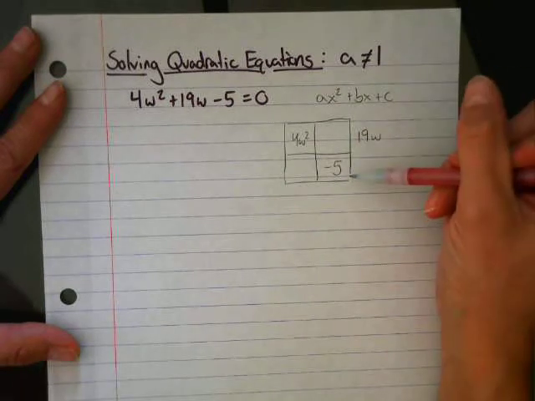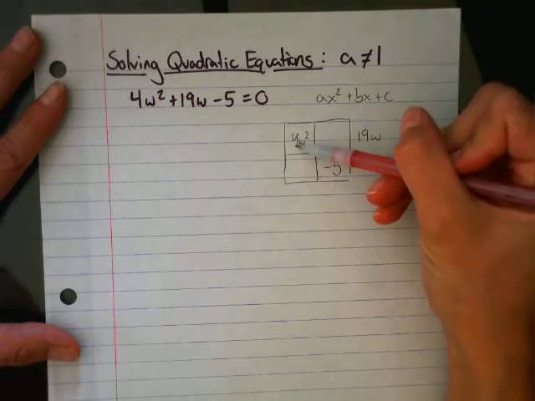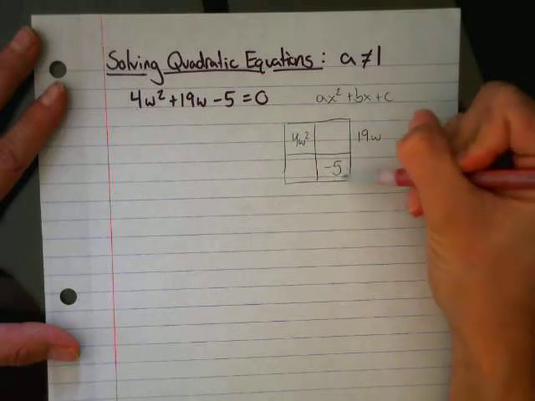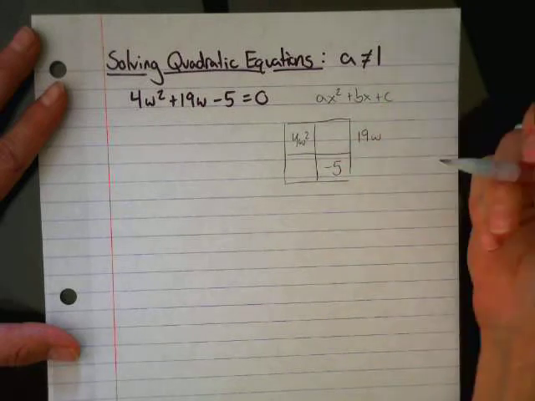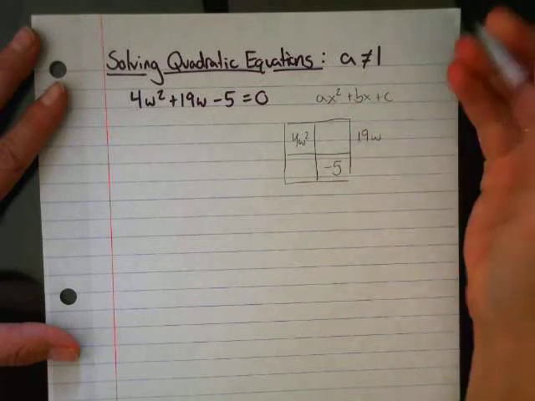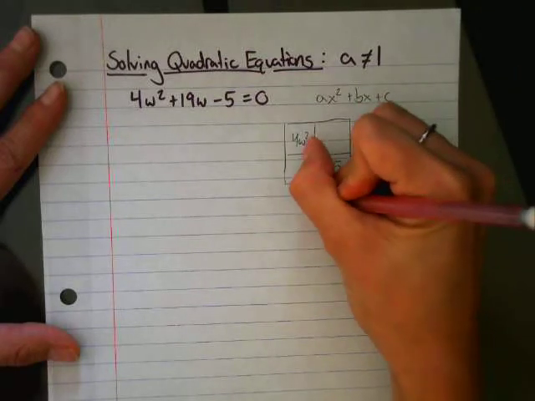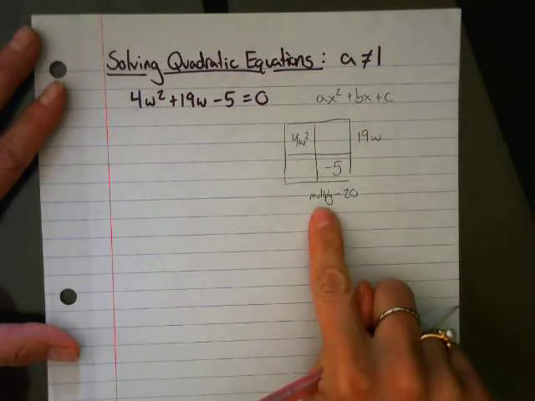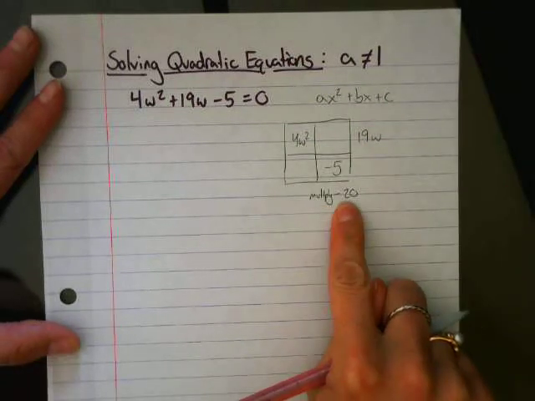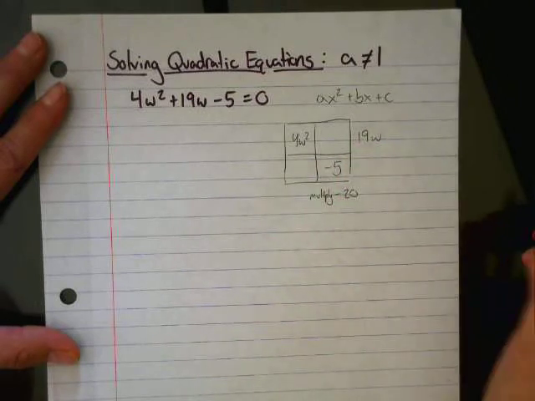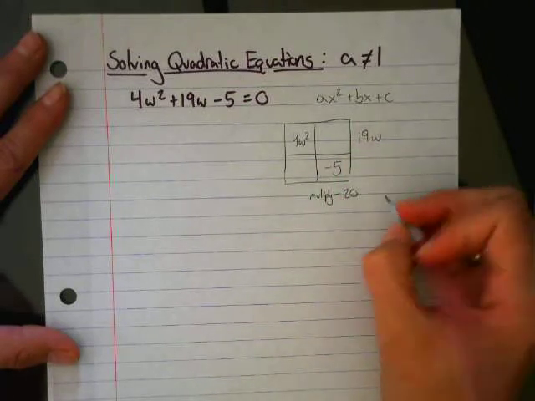Now when we think of our factor pairs, we have to account for the fact that this is not 1. Usually we can look for numbers that are factor pairs of this constant, but that's because when you multiply the constant times 1, you'll get that number. In this case, negative 5 times 4 is negative 20. So we're actually looking for factor pairs, two numbers that will multiply together to give us negative 20, whose sum will give us positive 19.